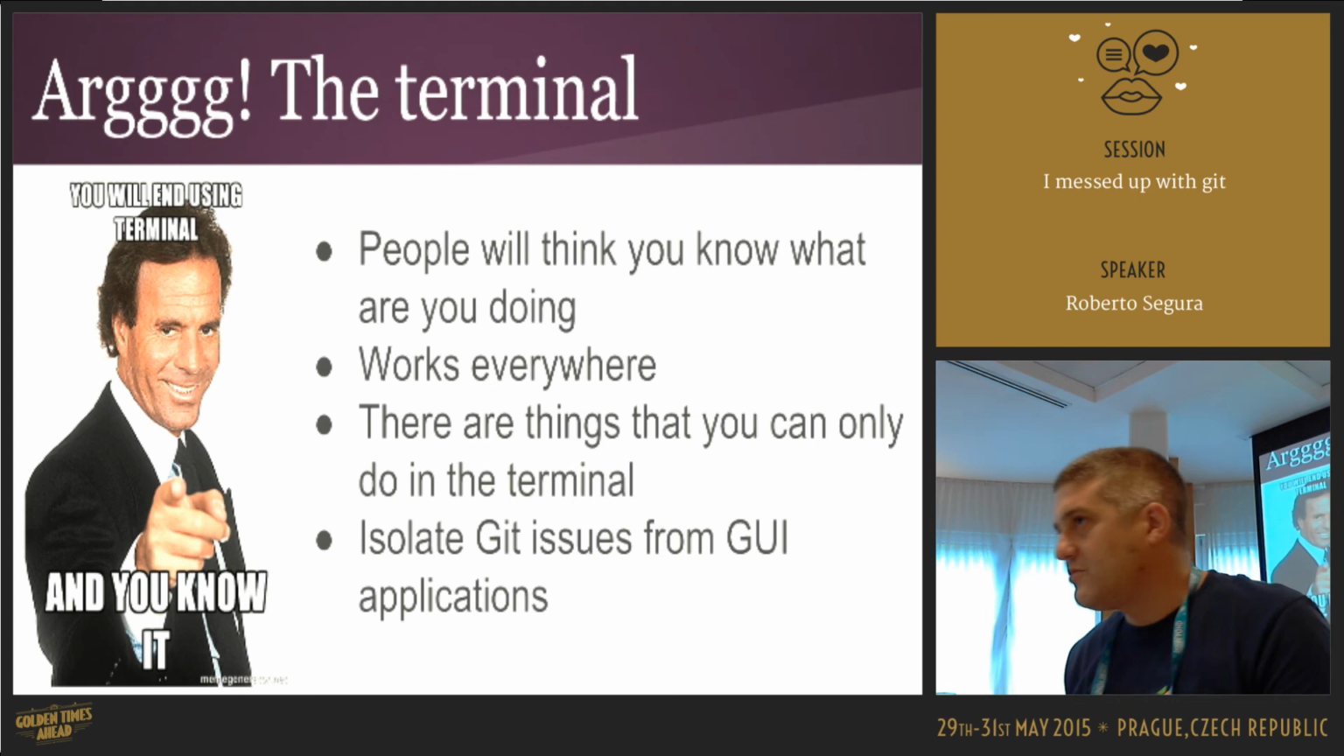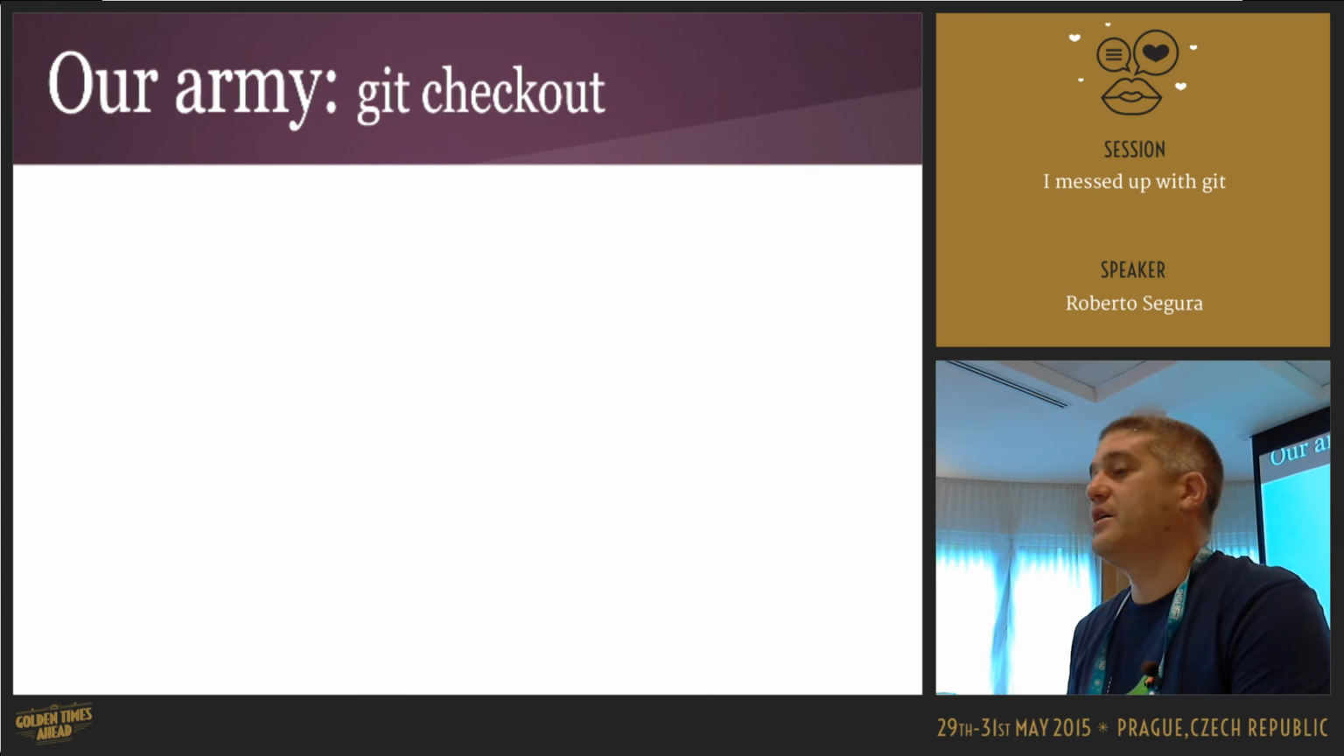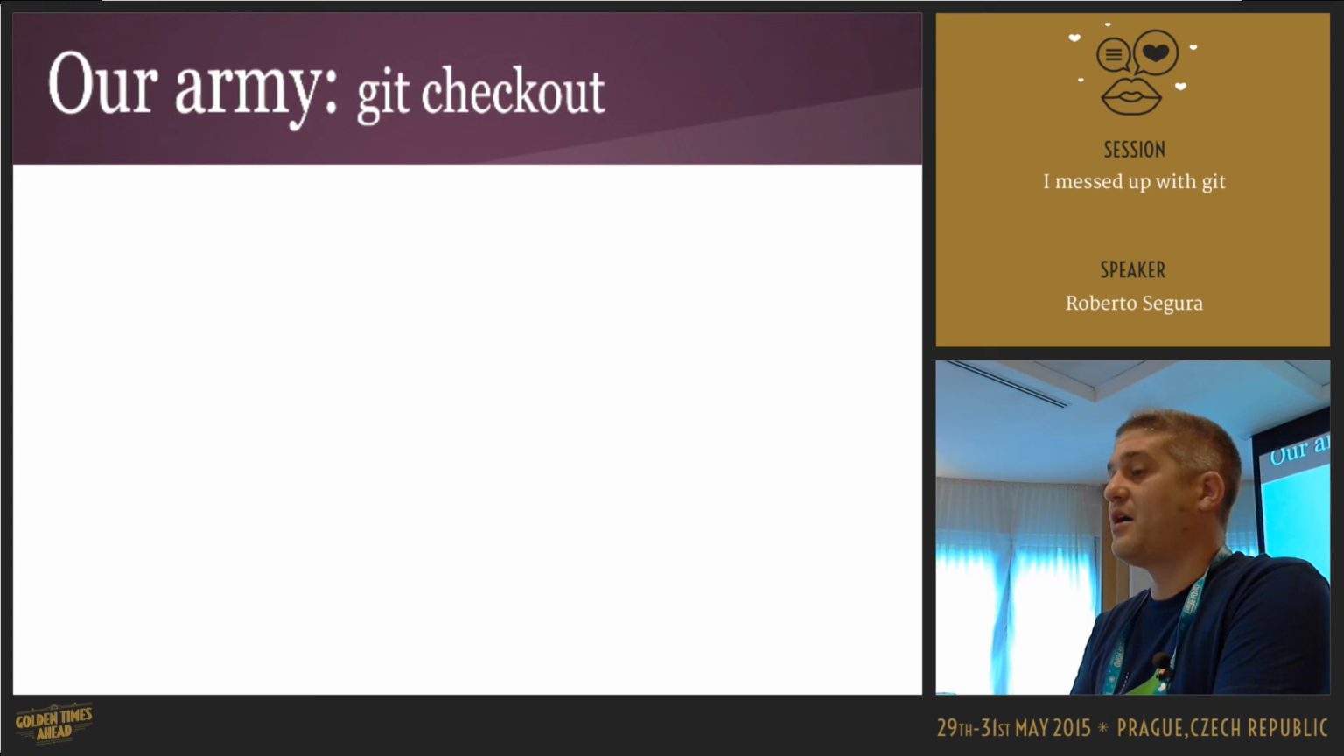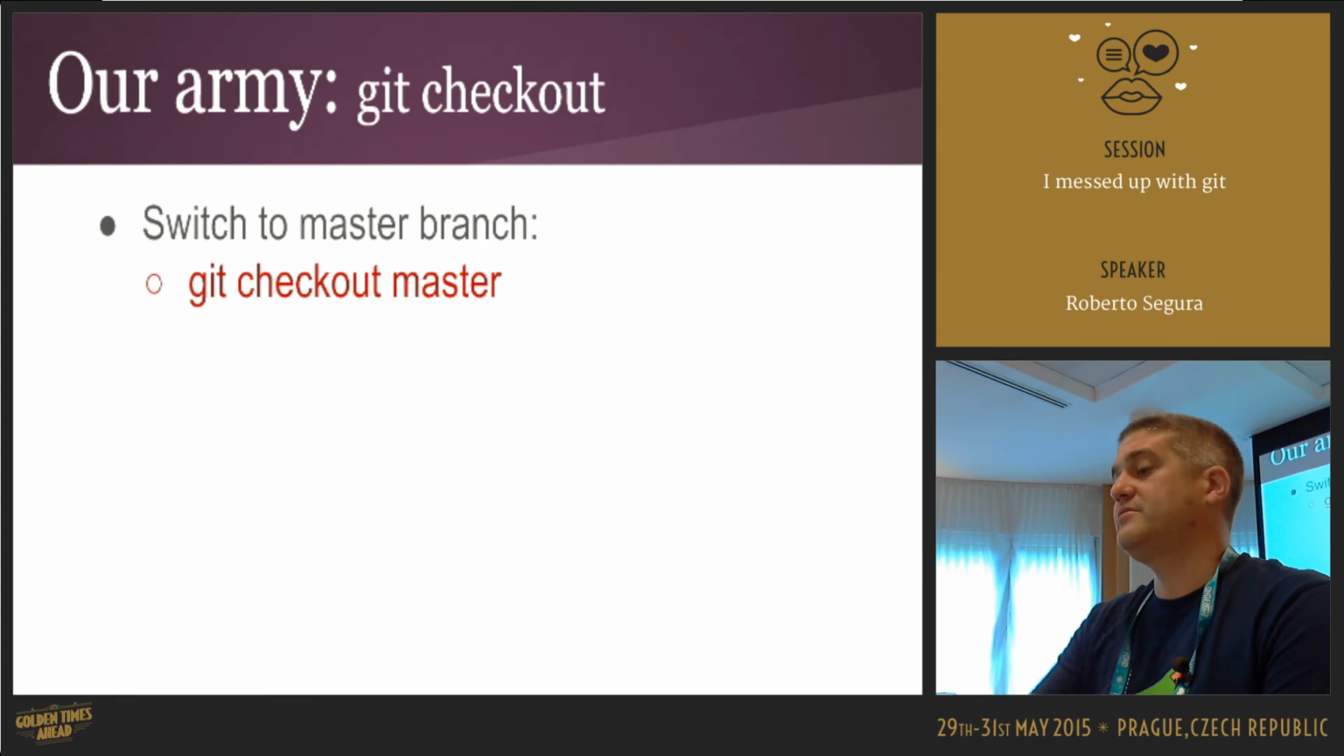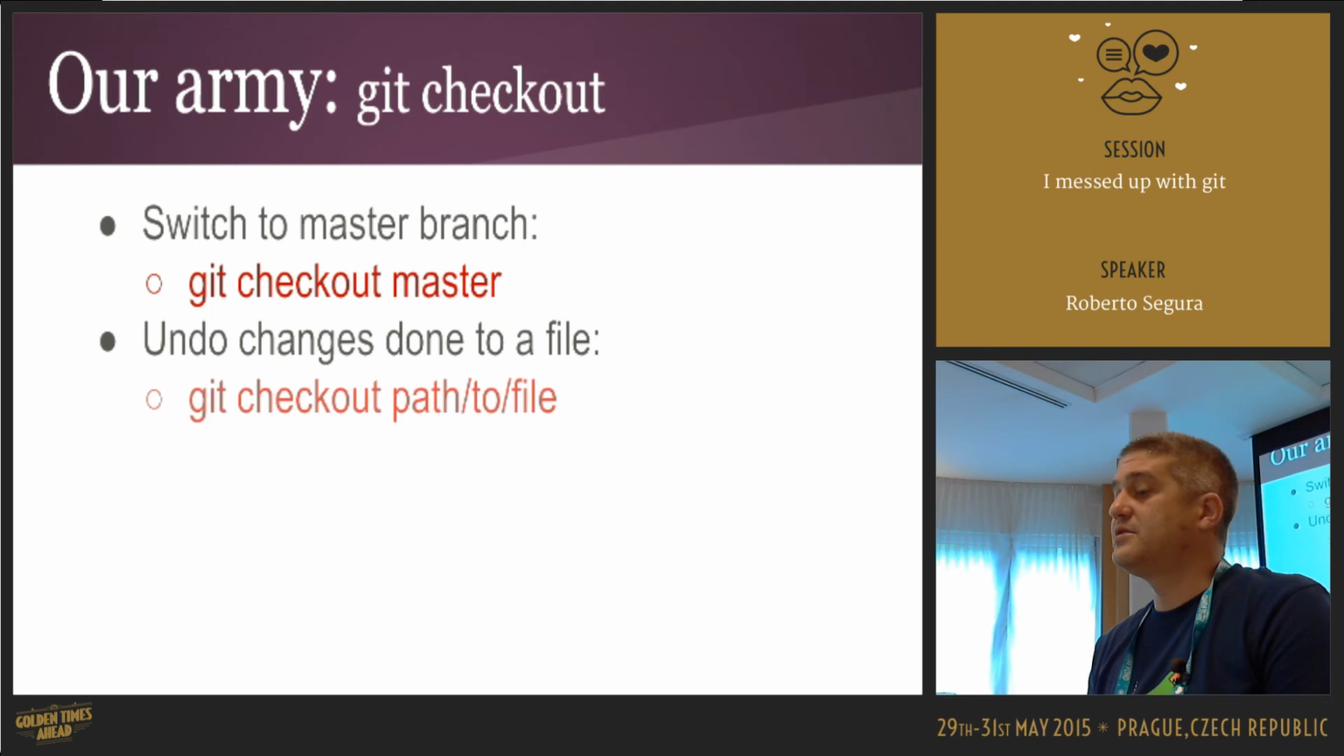Now I will try to explain some of the useful commands. This is Git checkout. You have seen it already, but checkout is like a Swiss Army tool, and you can use Git checkout to switch to another branch. For example, now I'm going to change to the master branch. You can also undo changes done to a file.